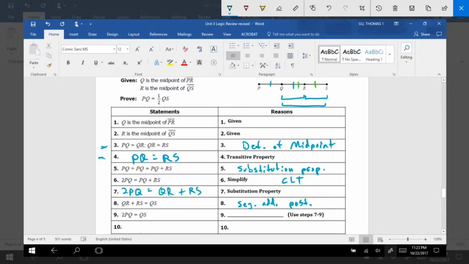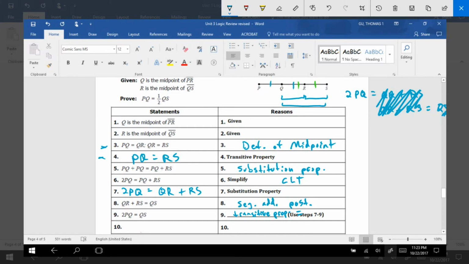So let's look at step 7. 2PQ equals QR plus RS. QR plus RS equals QS. So 2PQ equals QS. That's going to be the transitive property of equality. Because look at this. I'm going to write it out for you. 2PQ equals QR plus RS, and QR plus RS equals QS. So if I delete this middle part, 2PQ equals QS, which is what we have in step 9.